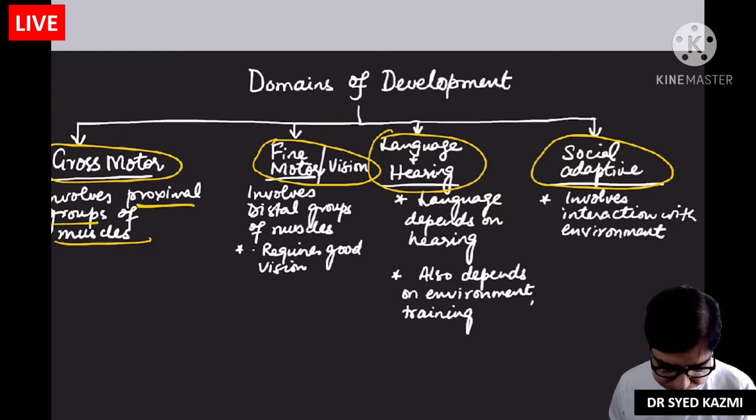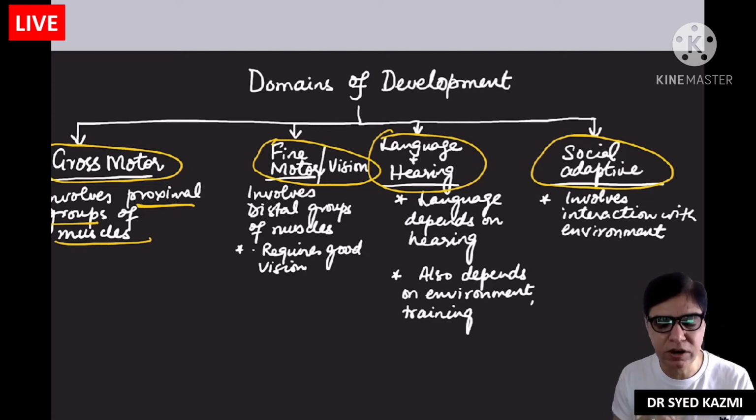Okay. Now, fine motor. Fine motor actually deals with the distal group of muscles. So in a child, we mean whether the child is able to have a good pincer grasp, whether he is able to write, scribble, things like that, depending on the age. That develops with the passage of time, and it involves the distal musculature, so the muscles of the hand, sometimes the feet as well.